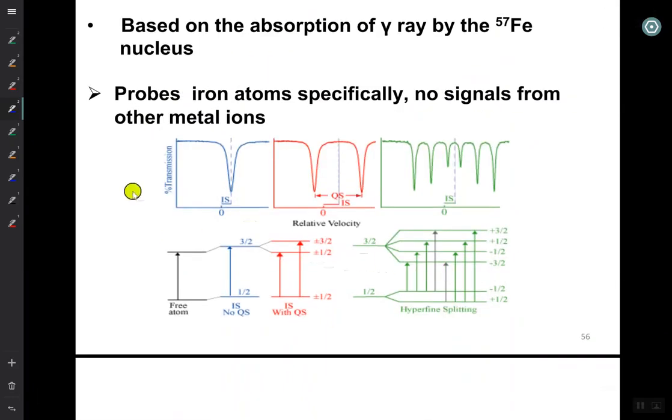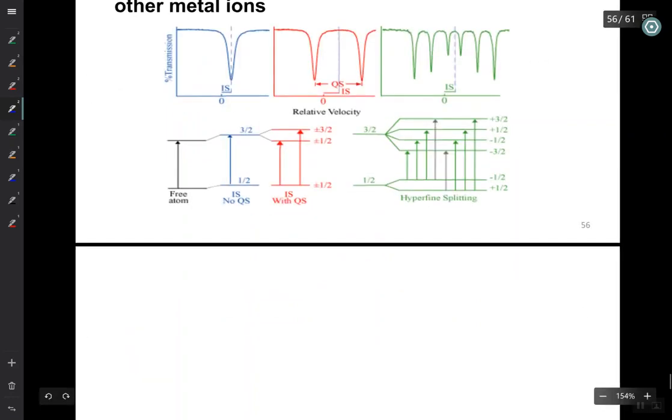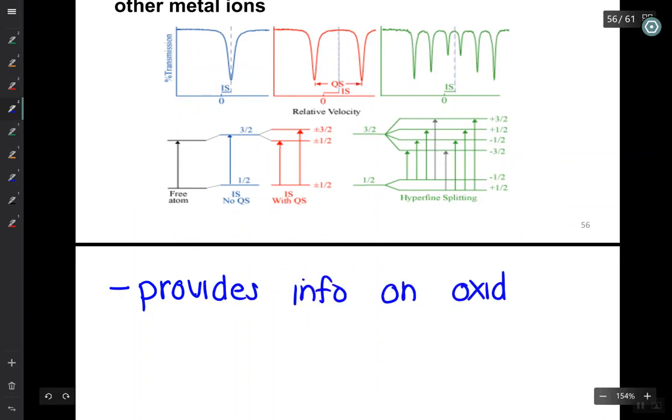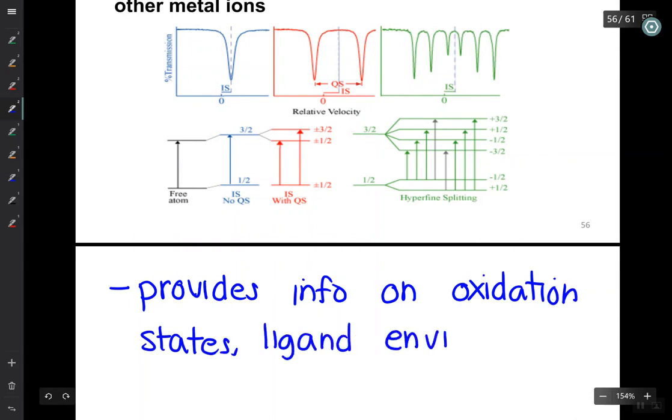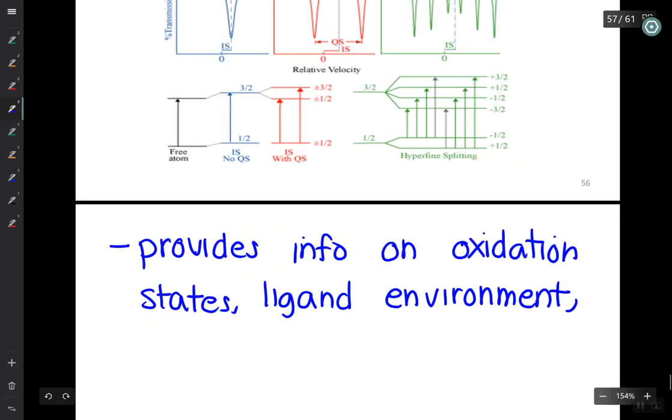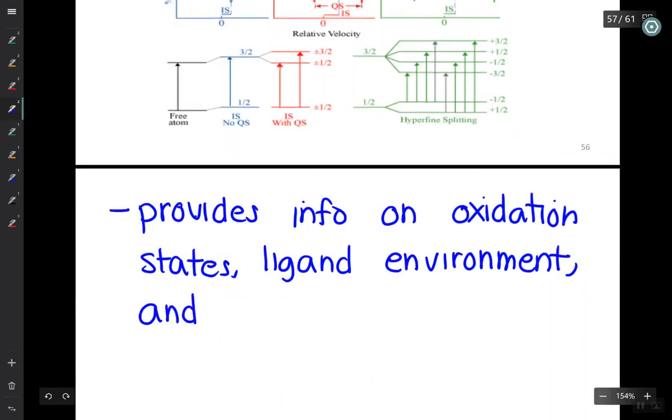Here's what you'll typically see in a Mossbauer experiment. In the absence of quadrupole splitting, you'll just see one peak, and we call this the isomer shift. If you have quadrupole splitting, sometimes you can see two peaks, or in the presence of a magnet, you can see more than that. So interpreting these spectra can be kind of complicated. But what's important is that it provides information on oxidation state. As inorganic chemists, we are always talking about oxidation states. It also tells you about the ligand environment, whether it has a symmetric or asymmetric environment, and can differentiate between chemically distinct iron centers.